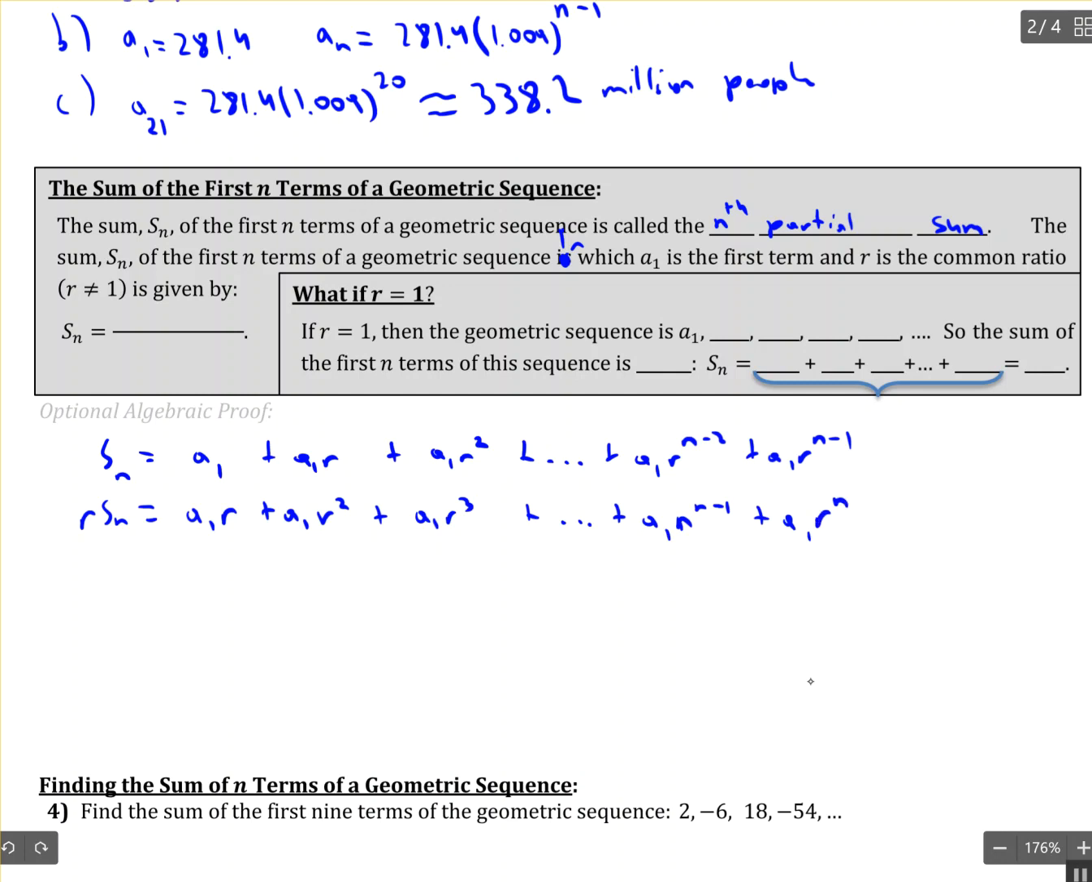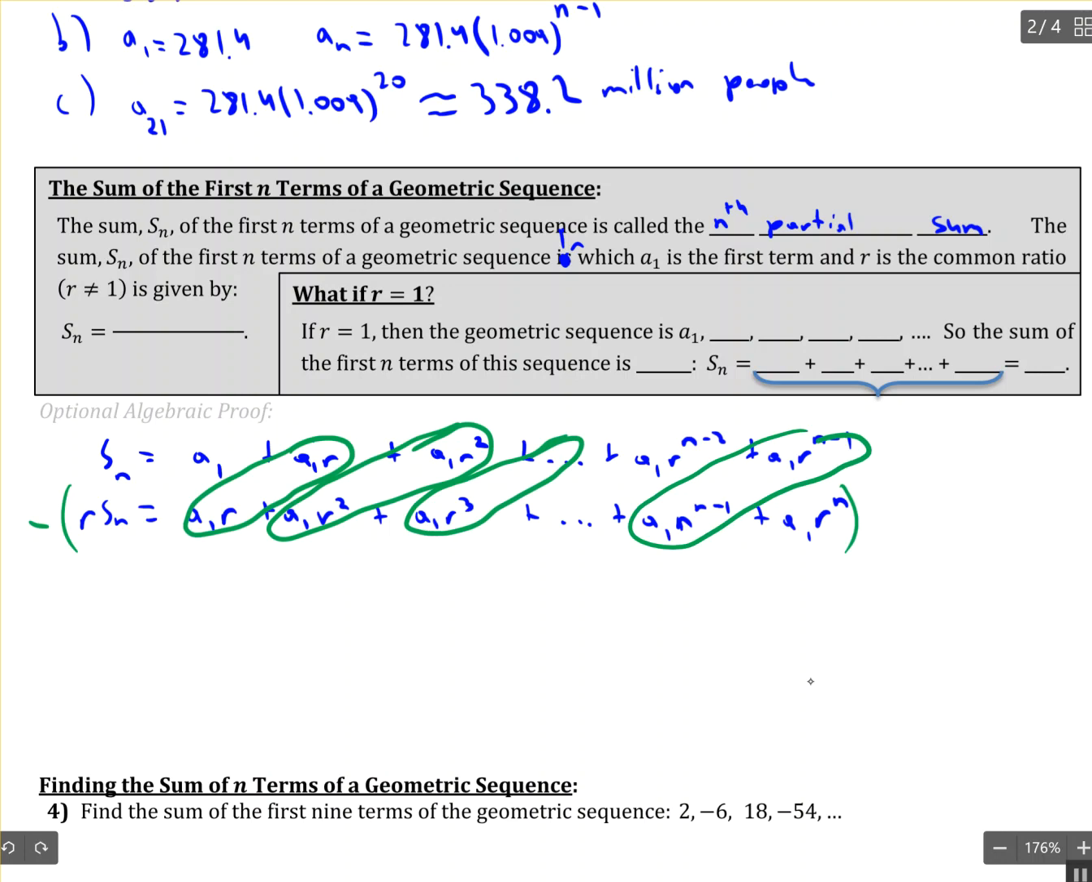Now let's go ahead and subtract these. Notice what's going to happen. A1r minus A1r. A1r squared minus A1r squared. Again, it's hidden in here, but A1r cubed is going to subtract. And so everything's going to cancel each other, and the only things left are A1 and A1r to the n. So on the left side, I've got Sn minus r times Sn equals, and then on the right side, A1 minus A1r to the n.